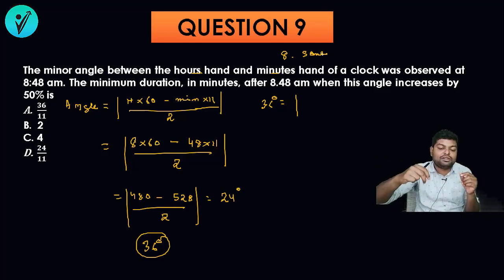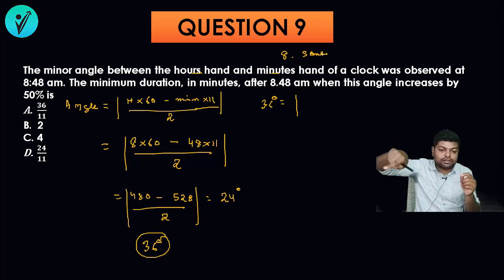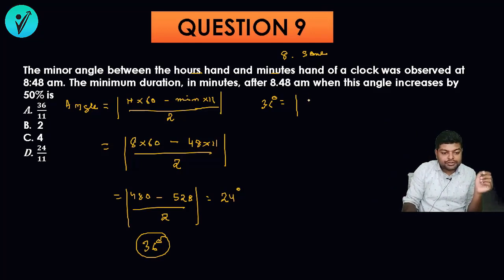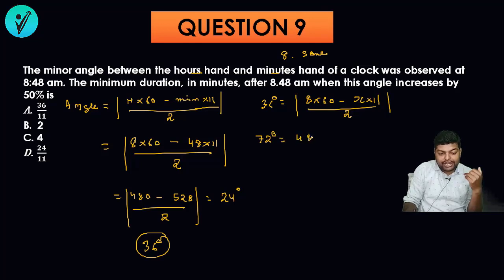अगर मान लो minutes की value थोड़ी ज़्यादा आ गई, then it has elapsed 60 minutes, so it will become 9. लेकिन हमें 8 hours and some minutes ही consider करना है. So it will be written like this: 8 into 60, hours into 60. Let the value of minutes be x. So it will be x into 11 divided by 2. तो जब आप इसको solve करोगे, it will be 72 degrees equals to 480 minus 11x.